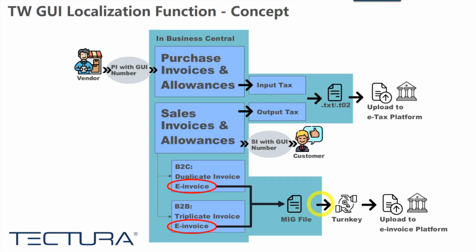Today we are going to talk about GUI, also known as Government Uniform Invoice function. For this function demonstration, it would be separated into two parts. Firstly, we will explain why we have to use this function and what could be done in Business Central to increase the efficiency when filing information to government platform.